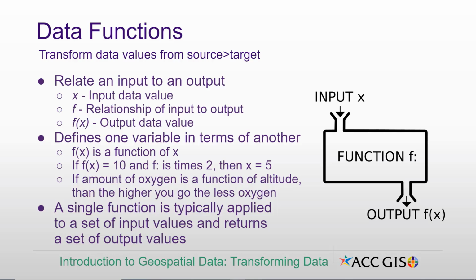If the amount of oxygen is a function of altitude, then the higher you go, the less oxygen there's going to be. And x and f(x) are not just a single value. They're typically applied to a set of input values in which the function is applied and returns a set of output values.